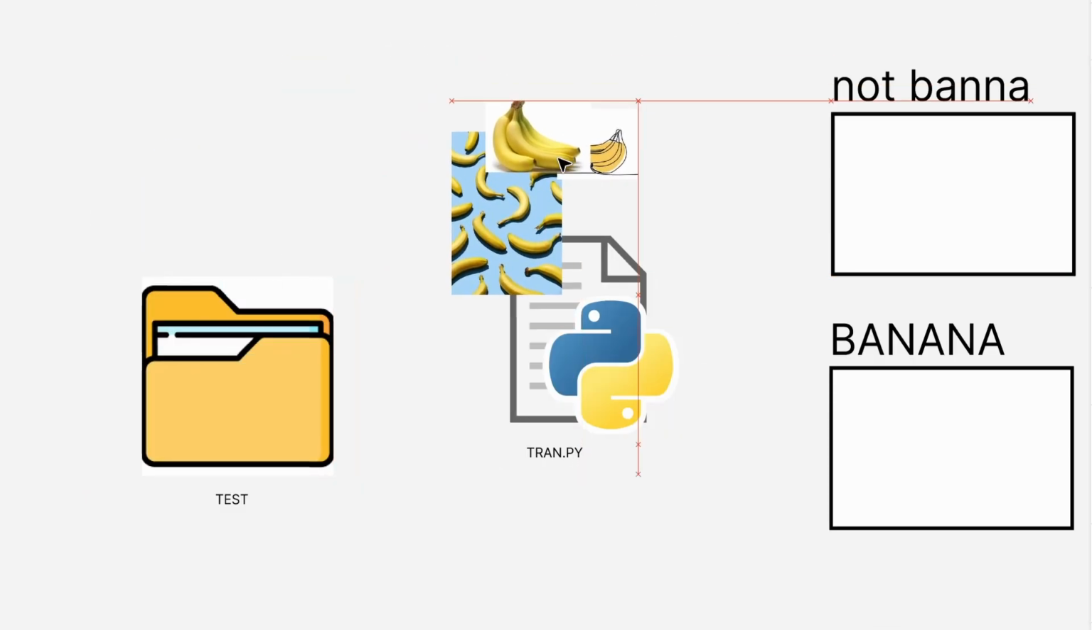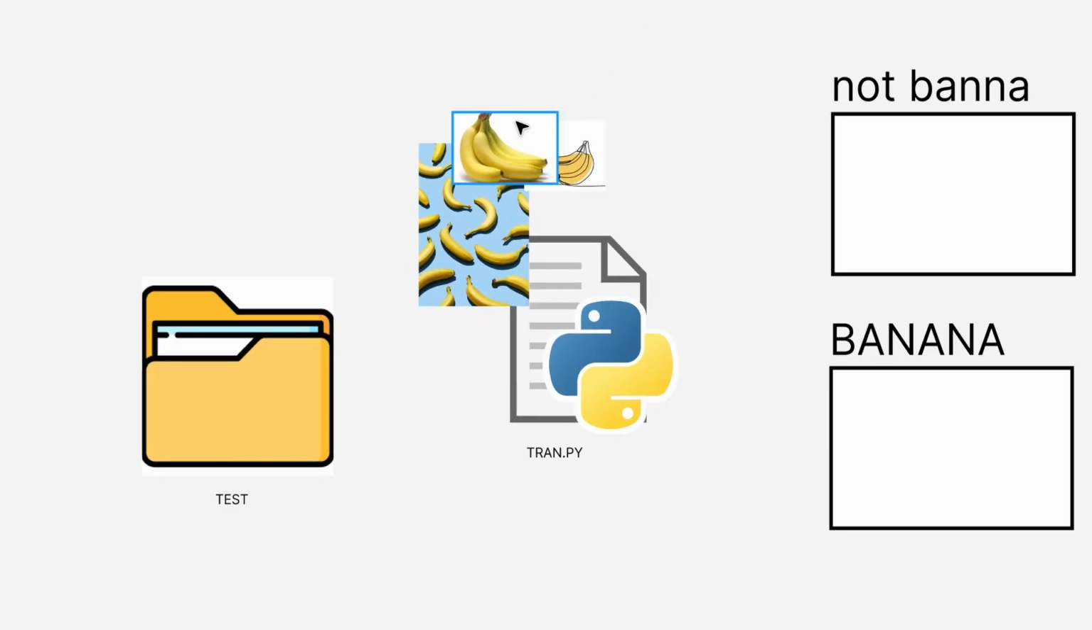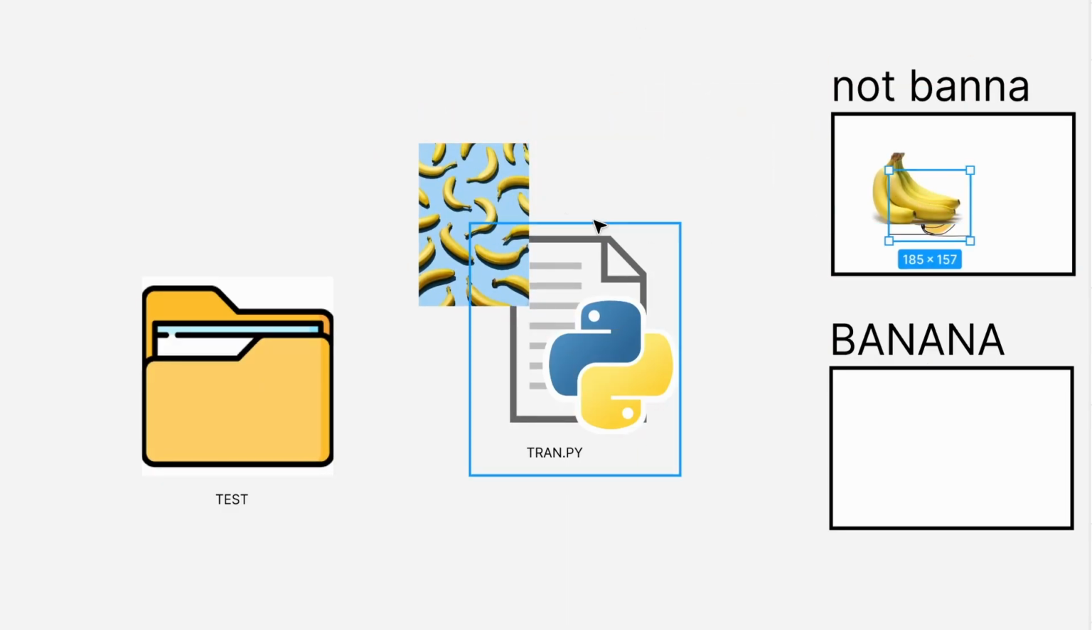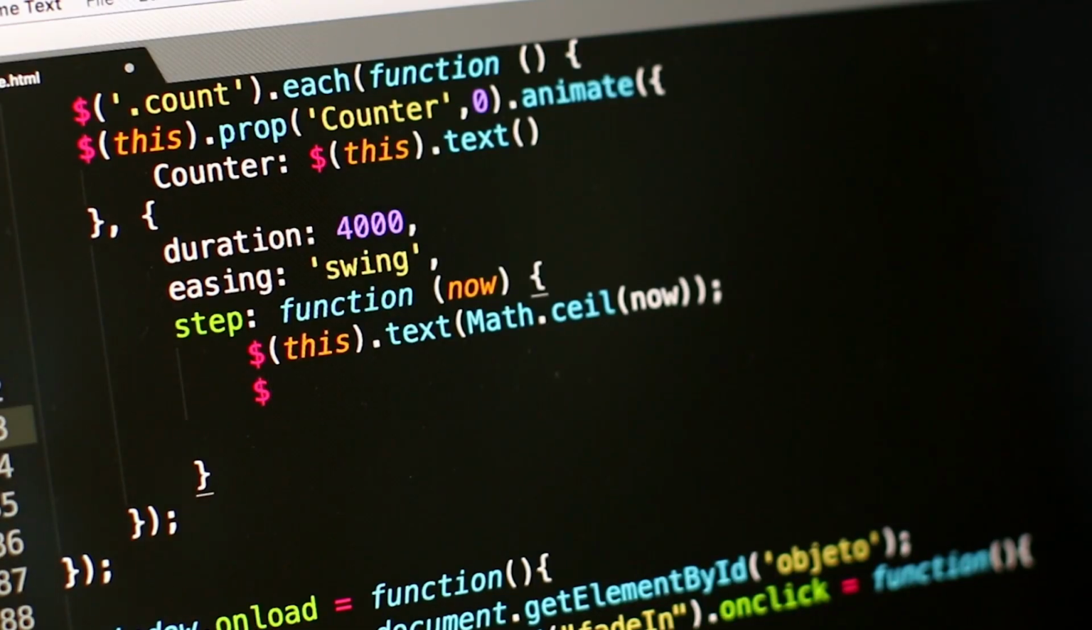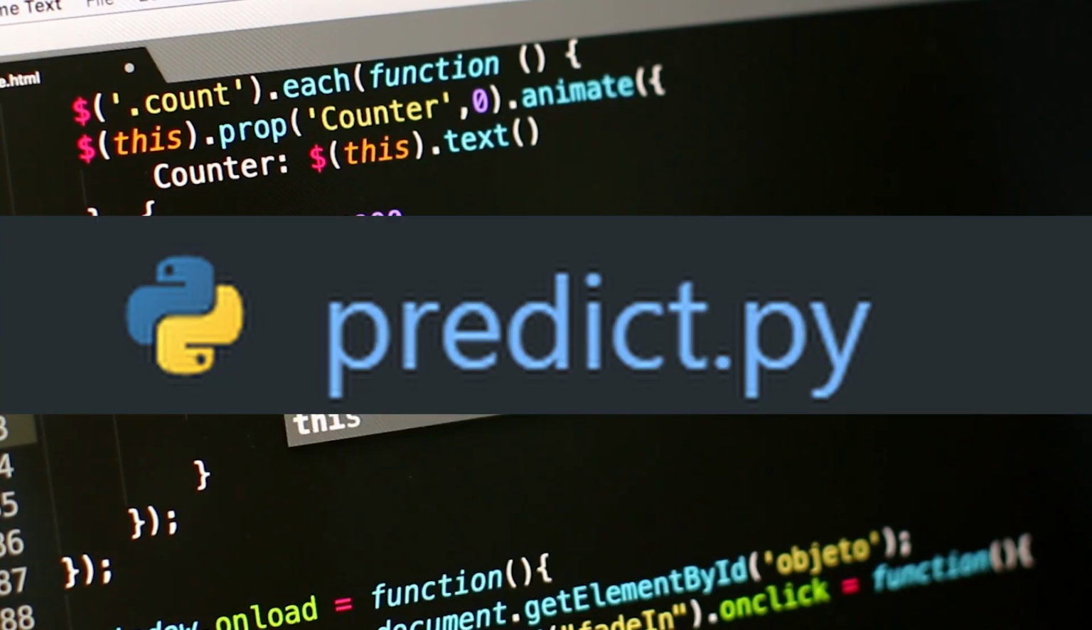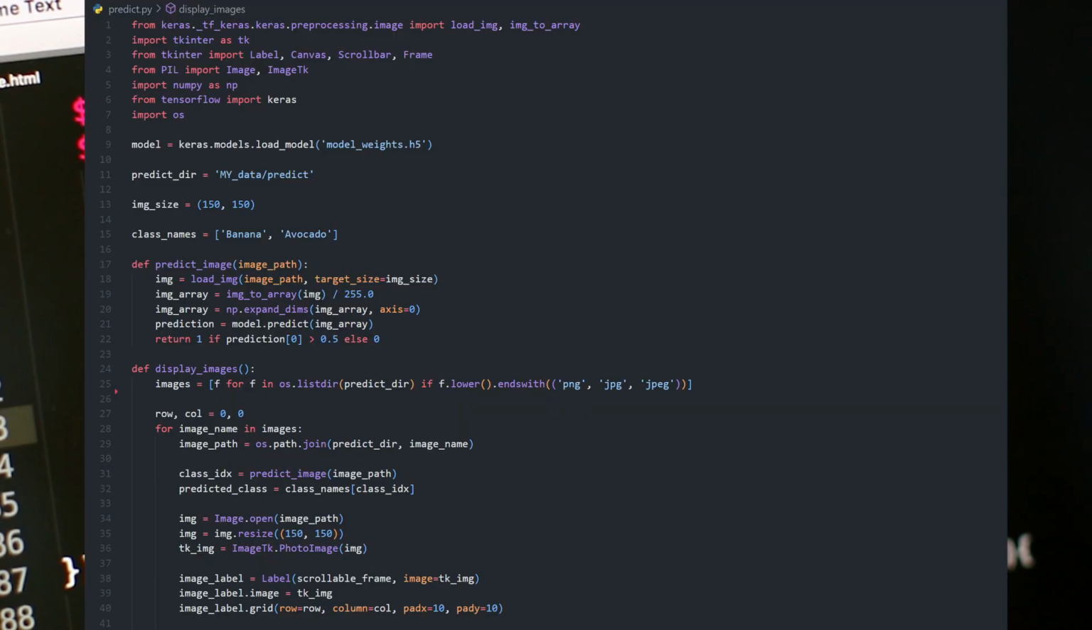Finally, we train the model using our training data and evaluate its performance on the validation data, and save the file with the trained model. In the prediction file, everything is much simpler. We just load the image, predict, and output the result through a convenient interface.